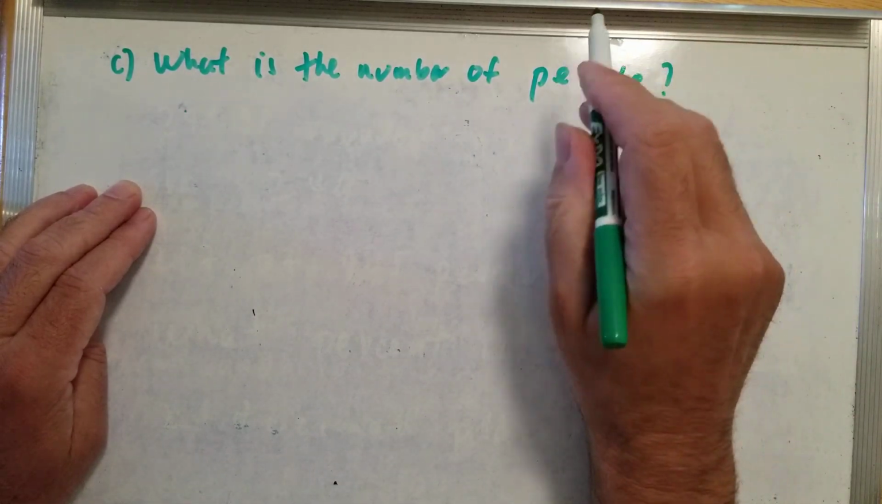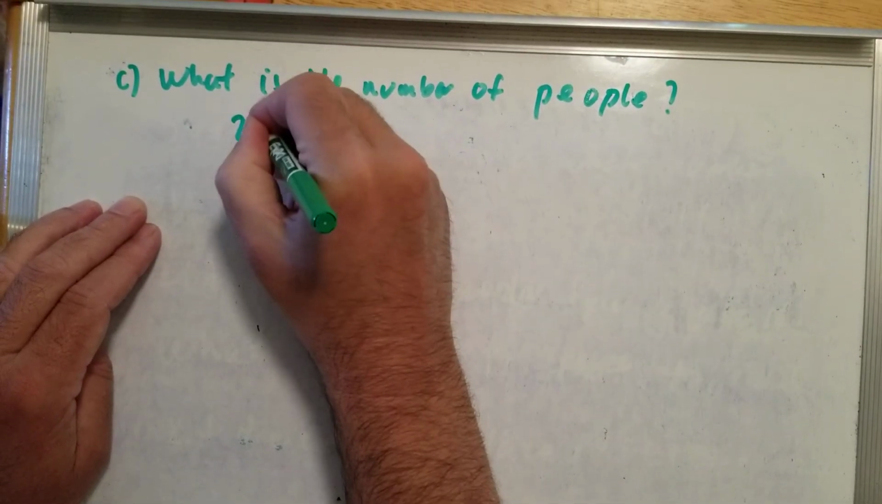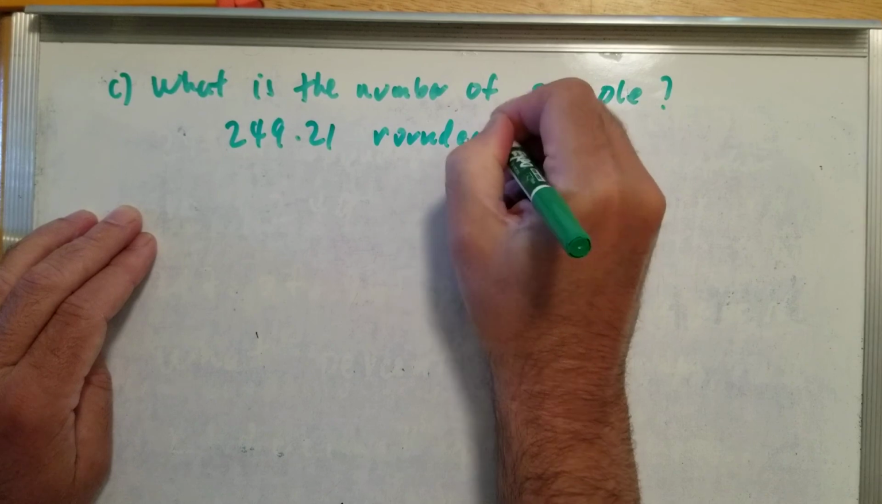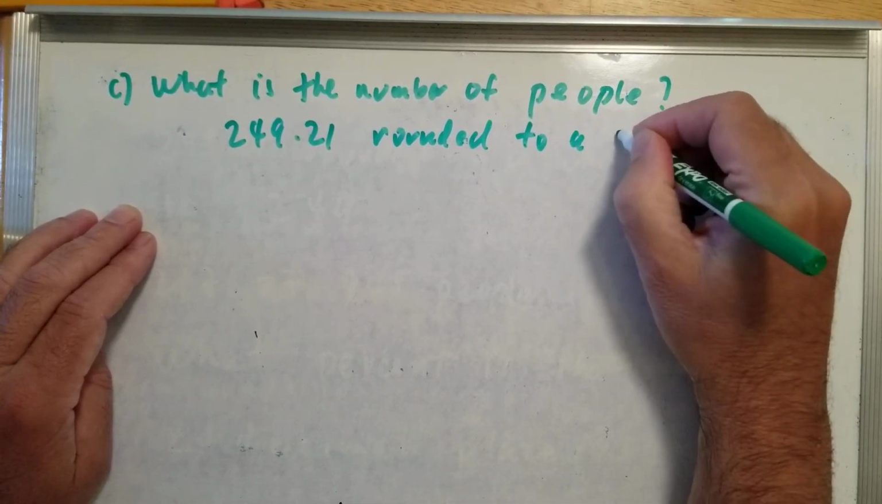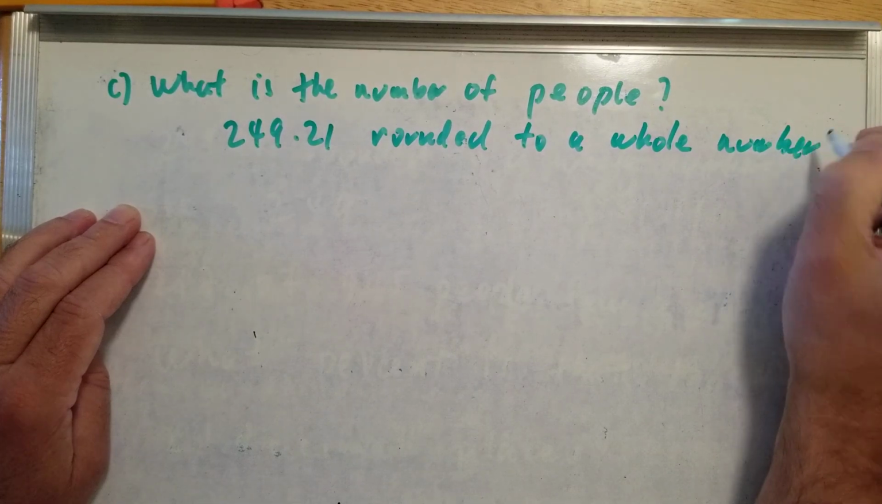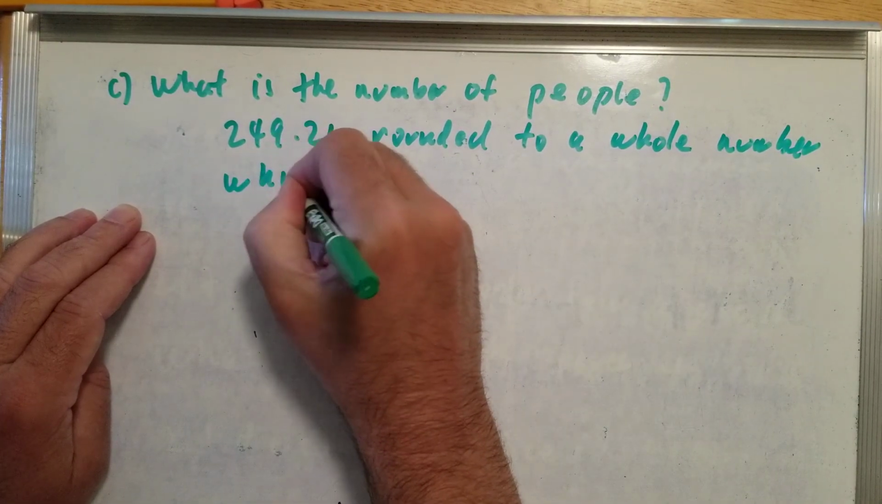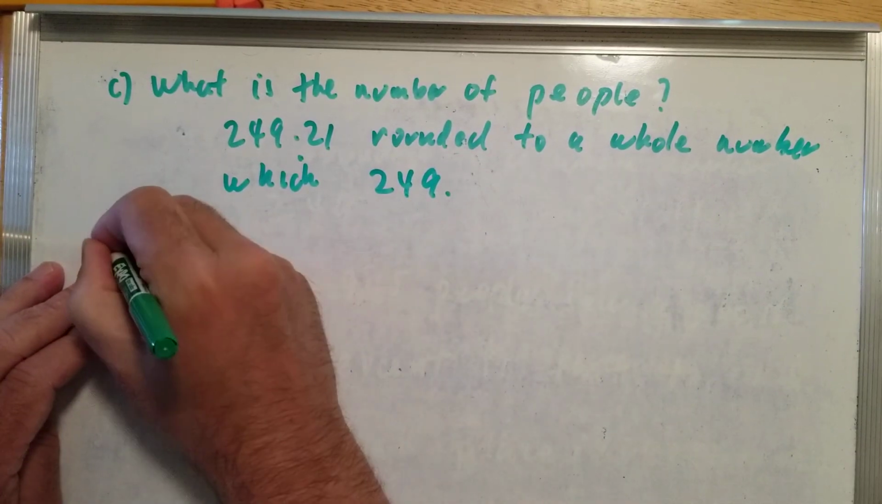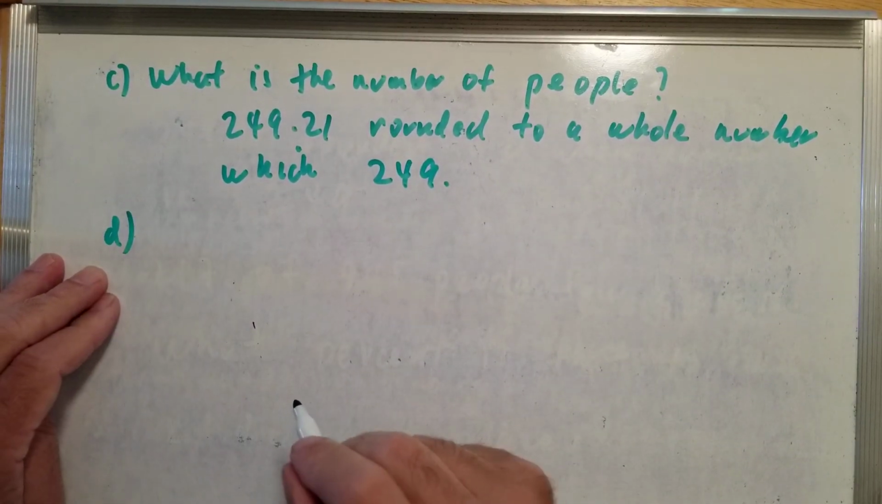And I think for this, they want to go for the 249.21 rounded to a whole number, which is just 249.